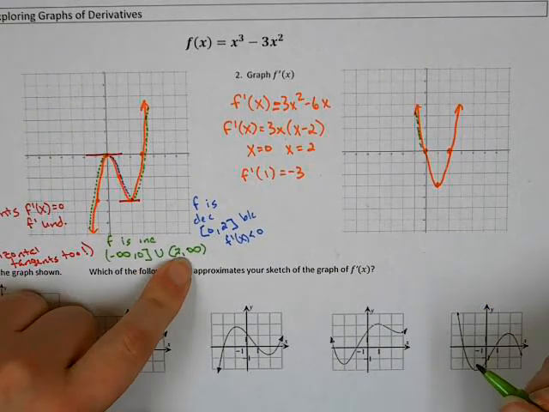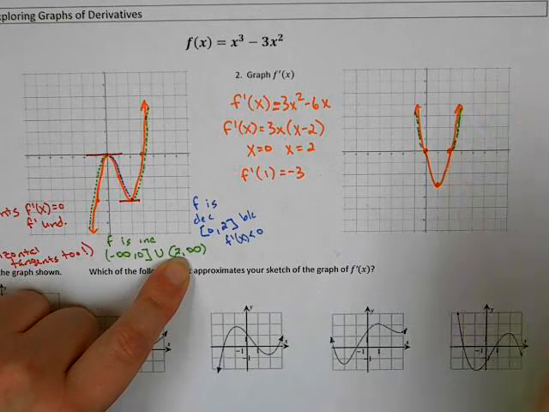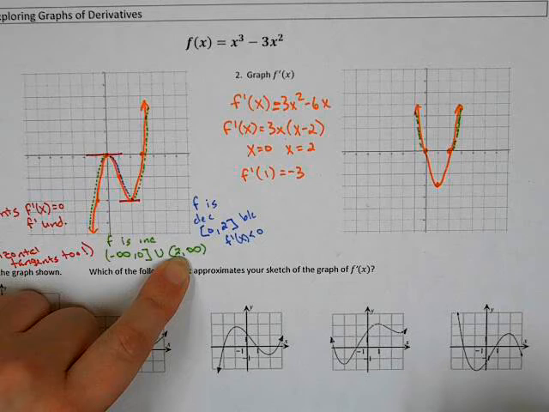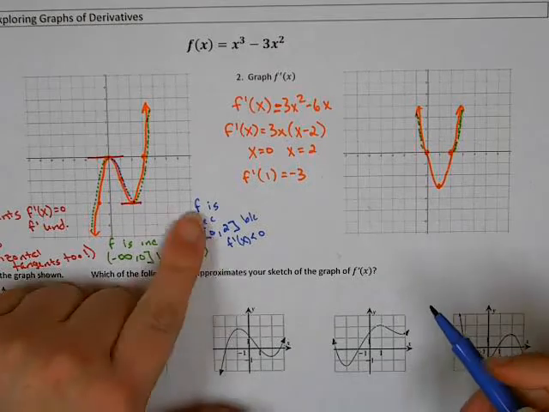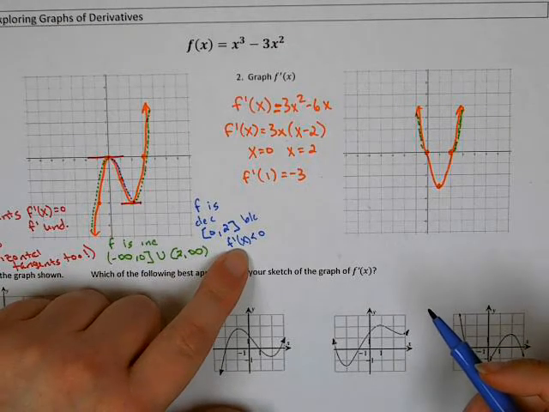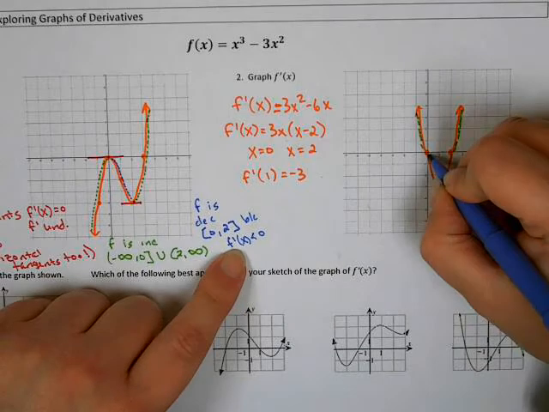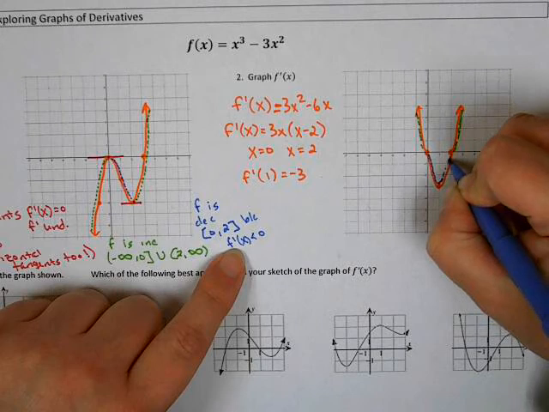We also said that from 2 to infinity, it's increasing, and that's positive over there as well. So that makes sense. This is matching up, right? We said that f is decreasing from 0 to 2, so f prime is less than 0. Well, that's below the x-axis. That matches too. That makes sense.